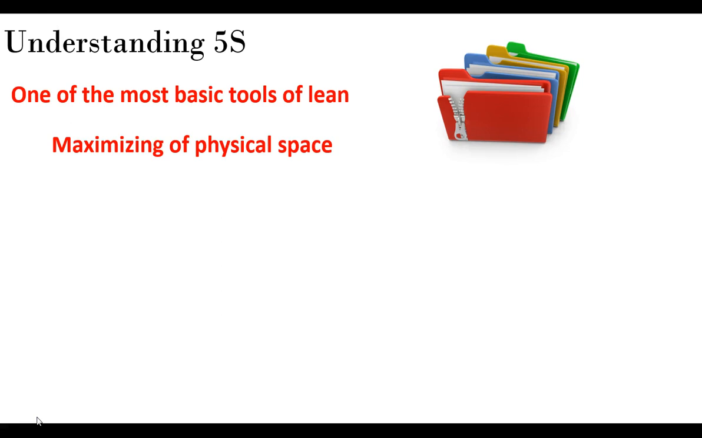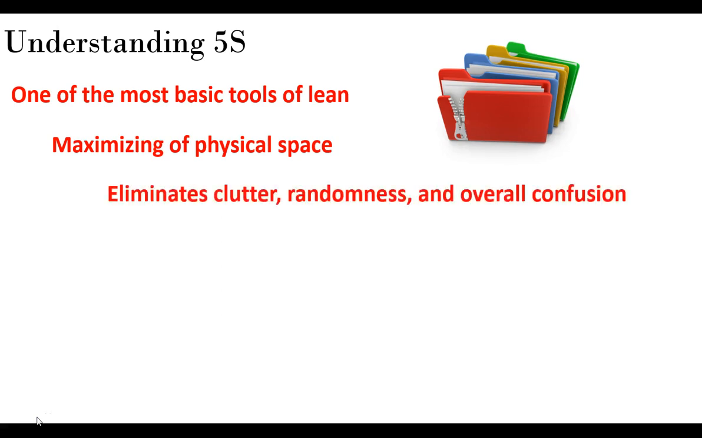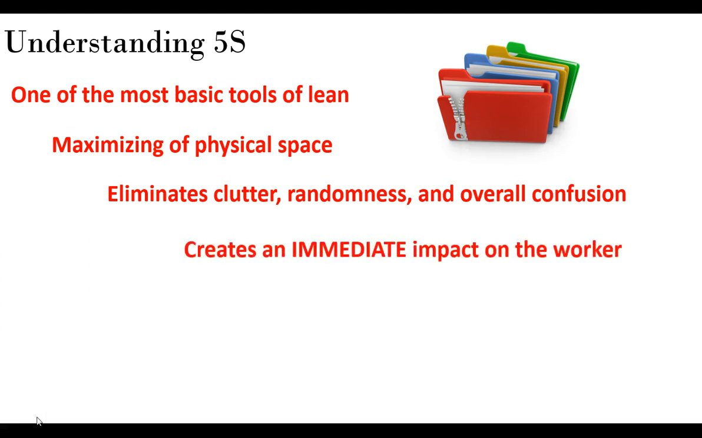At the end of the day, no matter how many fancy ways we can call it, it really is about maximizing the physical space. One of the benefits companies see when they implement just 5S is that they tend to have a lot more space in their facility than they originally thought, and can take on certain types of expansion that they didn't think was possible beforehand. What they're doing is eliminating clutter, randomness and overall confusion. You've got an area that is completely out of sorts. 5S helps you put this thing back under control again. And more importantly, it creates an immediate impact on the employee. The employees actually get to see the direct benefit of lean.